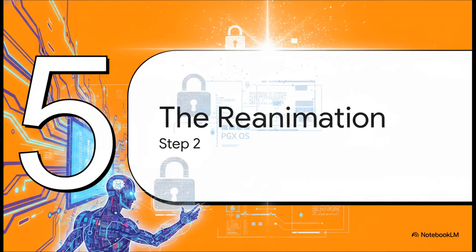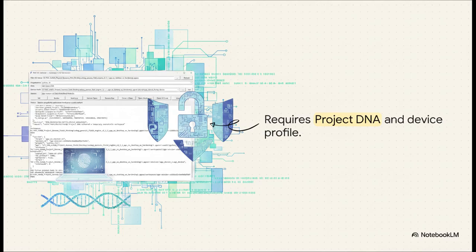Next up is Section 5. Step 2, the reanimation. Now, what's really interesting here is the actual Pgx Os desktop interface. This isn't theoretical, guys. This is a real working tool. To bring the code to life locally, the developer absolutely must input the correct project name, provide their specific device profile, which by the way means this code won't open on a stolen laptop, and finally, they have to input the unique project DNA. As you can see, the DNA string is something like Ralph Alpha 2026.